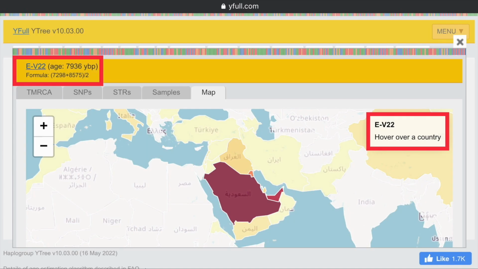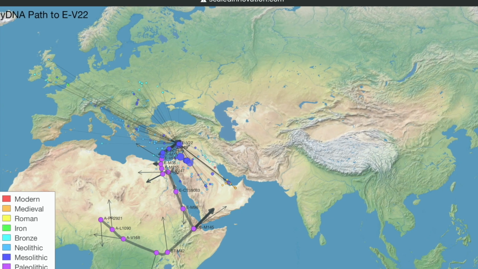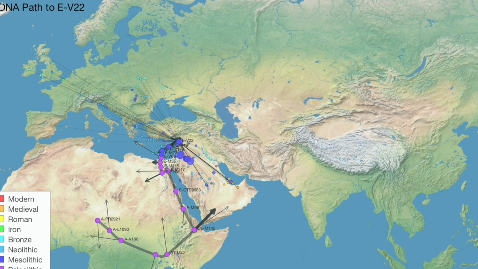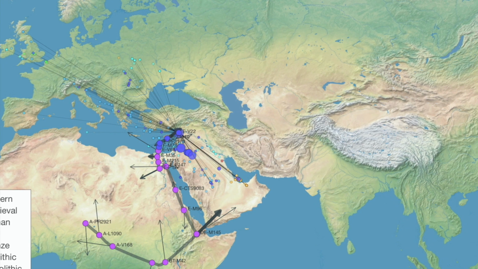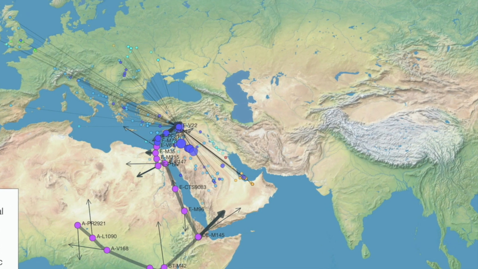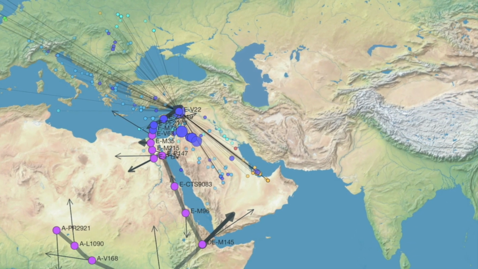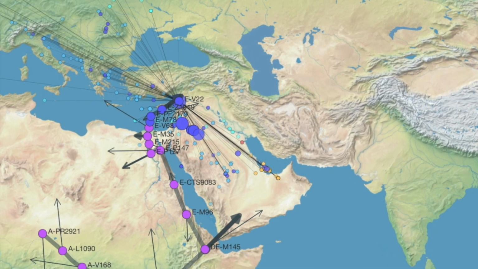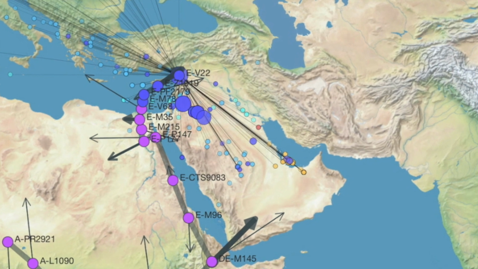If you type in Y-full Y-tree E-V22, you'll see a very high distribution of E-V22 in the Arabian Peninsula among Arab populations. Also, if you type in SNP Tracker, you'll see an even distribution of E-V22 in both the Arabian Peninsula and the Middle East, as well as the Mediterranean. And the dispersion point for E-V22 and all its descendants is again within the Levant, the homeland of Semitic populations. So plenty of Arab and Jewish populations carry haplogroup E, and Abraham could be a downstream of haplogroup E-V22. The Israelites would be from this lineage.